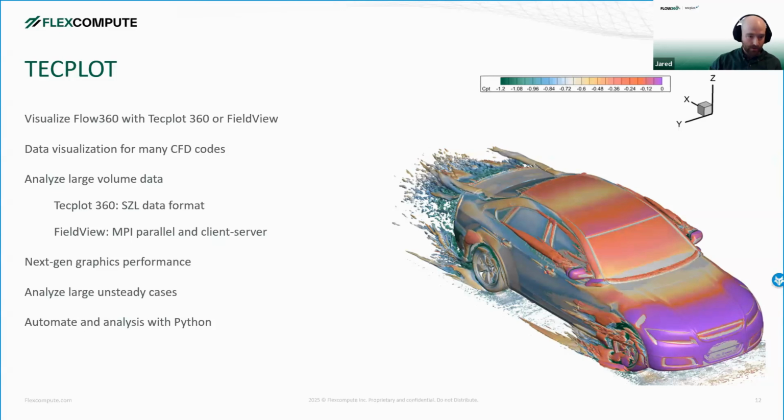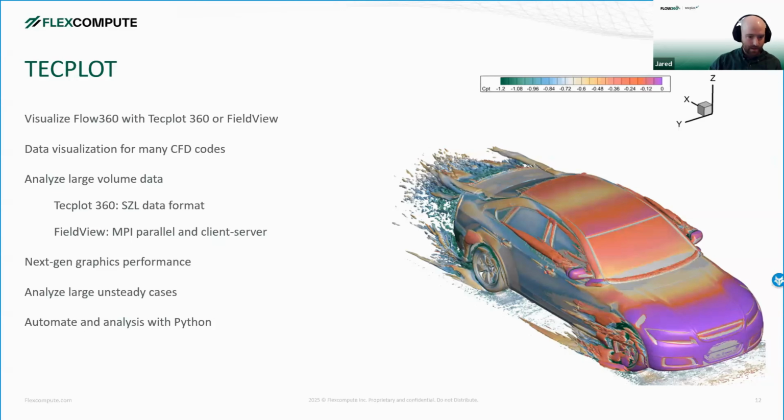When you are able to create large data very quickly and efficiently with Flow 360, you need a post processor that can keep up so that the time and cost savings continues across your entire CFD workflow. And there are several ways our tools accomplish this. For handling large data, Tecplot 360 does this with the SCL format for efficiently plotting large volume data, and I'll go into more detail about that in just a moment.